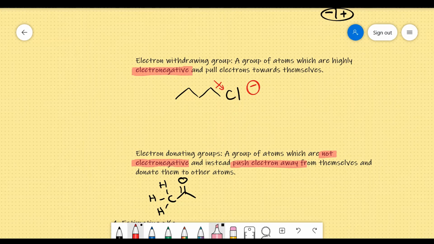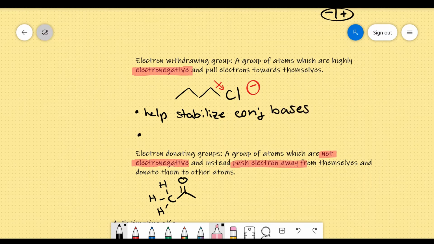So these electron withdrawing groups help stabilize conjugate bases, and they destabilize conjugate acids. And let's look at why.